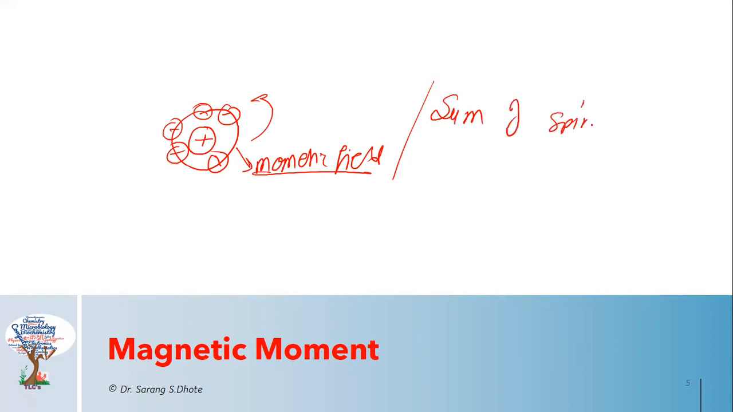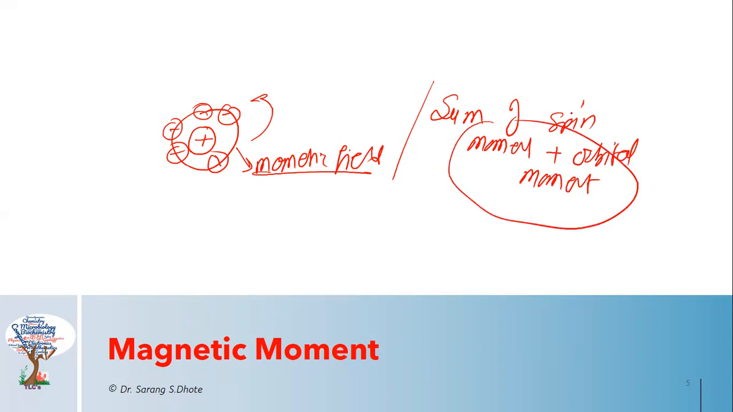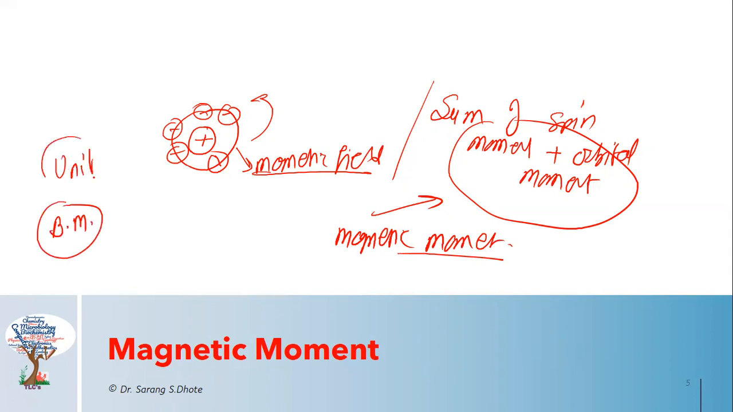spin moment plus orbital moment. The sum of the spin moment and orbital moment of electrons is nothing but the magnetic moment. The unit of magnetic moment is the Bohr magneton, which is denoted by BM. This is the unit, the Bohr magneton.